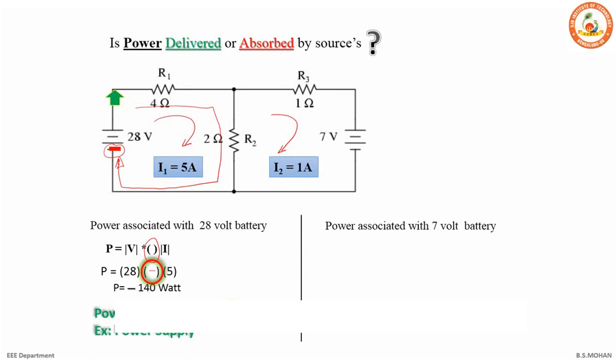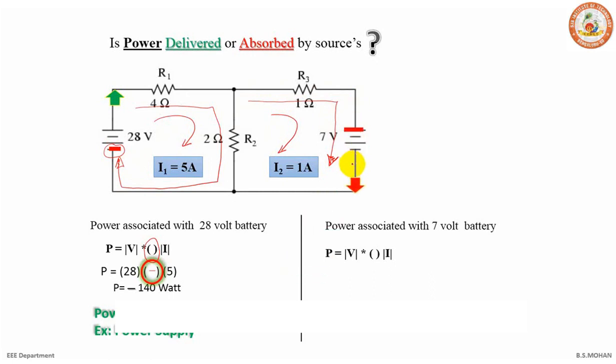Similarly, let's see power associated with the 7 volt battery. As we know the formula, it is V into I, and you have to incorporate the polarity of the current that hits first. As we have seen, the current I1 we have taken in clockwise direction. The current travels through 1 ohm towards right and then comes down to the 7 volt. As the current comes down, which polarity does it hit first? It hits the positive polarity of the 7 volt first. Thus we have to incorporate positive with respect to current.